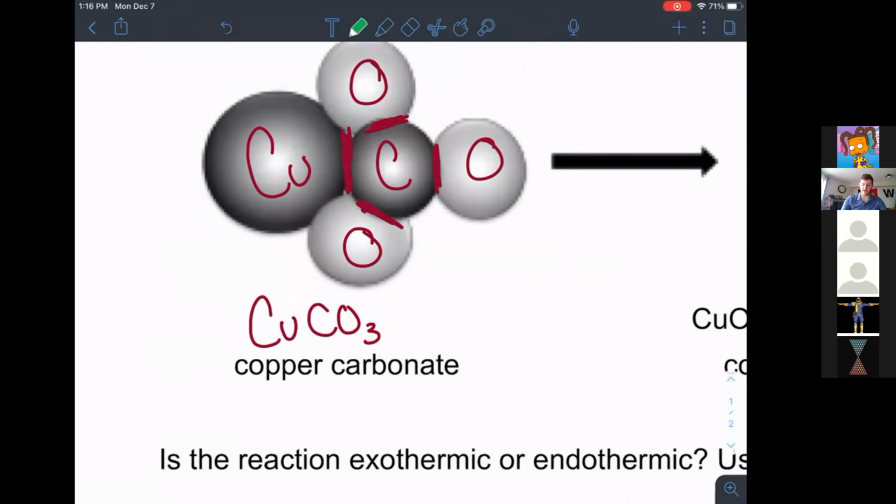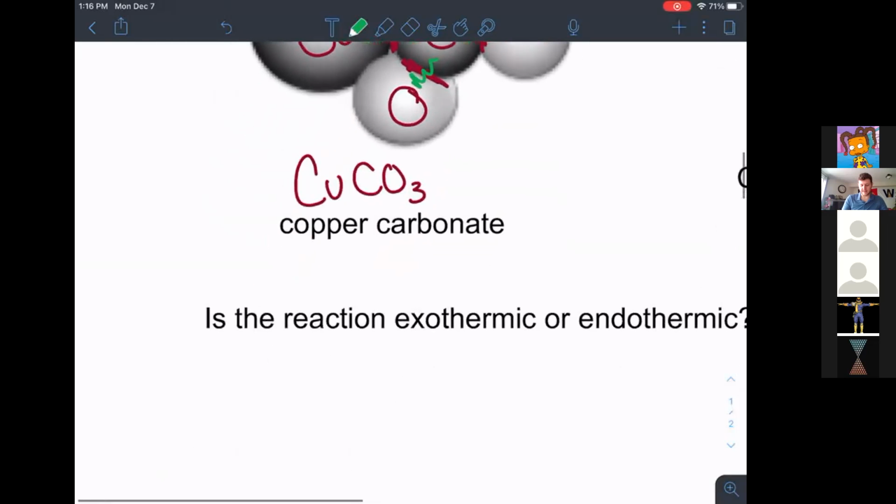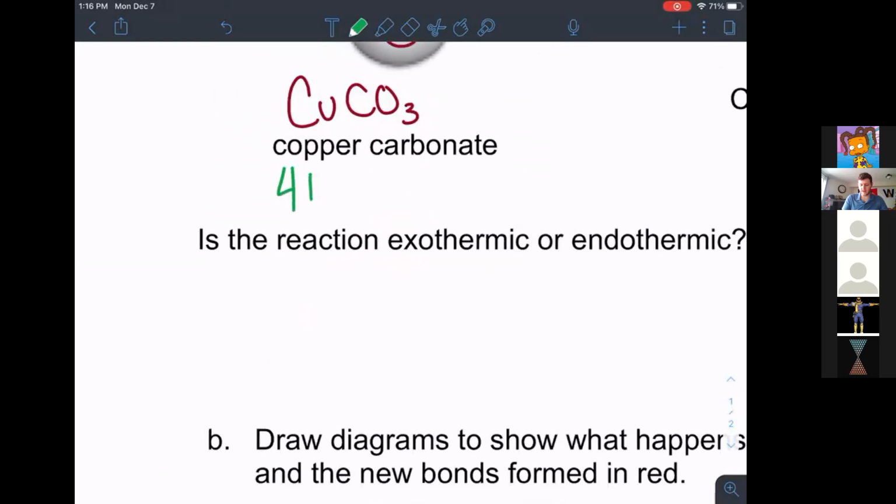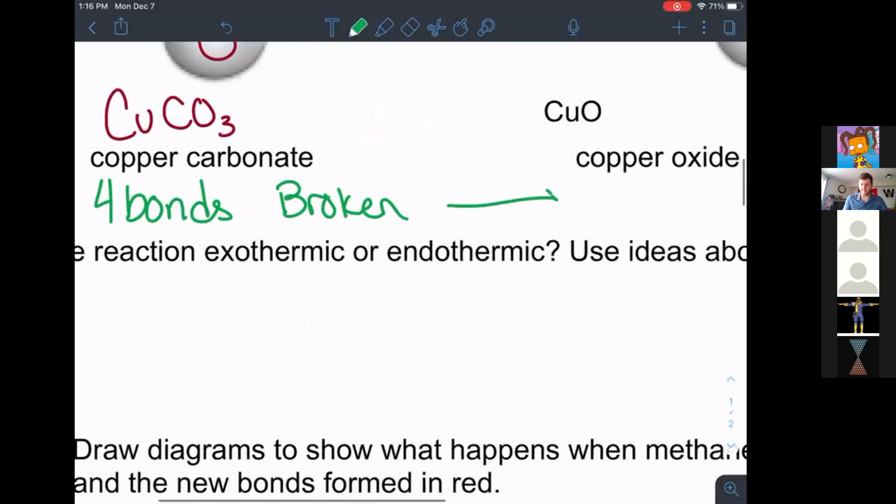In order to do that, we are going to draw some squiggly lines in between the two compounds, showing that they are breaking. How many bonds did we break here? 4. We broke 4 bonds. So let's write that right here. 4 bonds broken. All right, that's our reactant side.